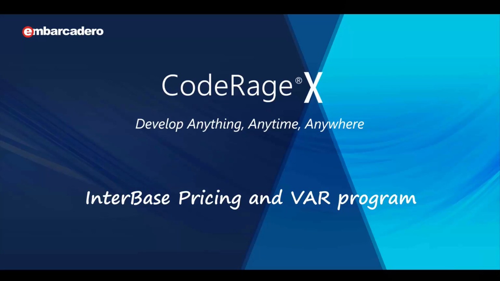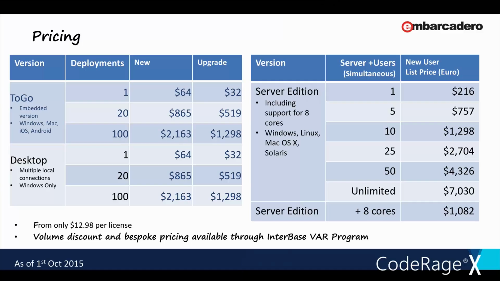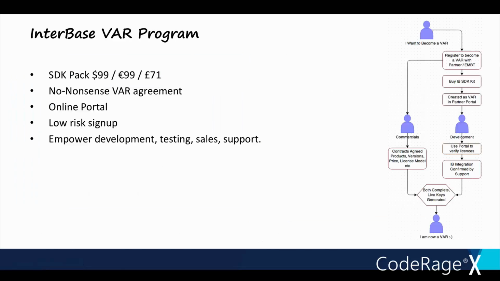Now, very quickly, InterBase is available through the shop. It's also available directly through your sales reps. Our list pricing for InterBase starts from around just under $13 a license, and for the embedded versions, we have a VAR program that we do highly recommend. If you're deploying InterBase a lot with your products to a range of different customers, then talk to us directly, and we can really help you through the pricing there.